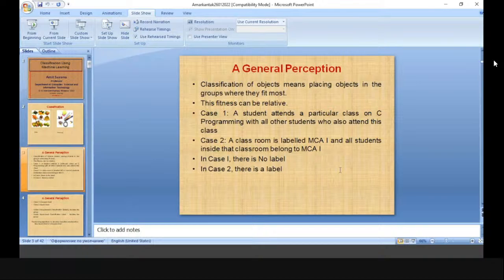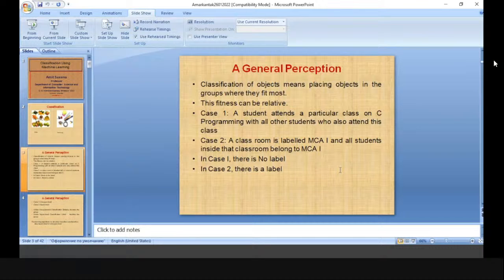Now, the general perception is that you can place the items in the respective groups. Like you see in the previous screen, there were items, and they were categorically divided into two groups, one belonging to fruits, the other belonging to stationery. Similarly, in our daily life, we can classify items, we can group items into various groups or categories.